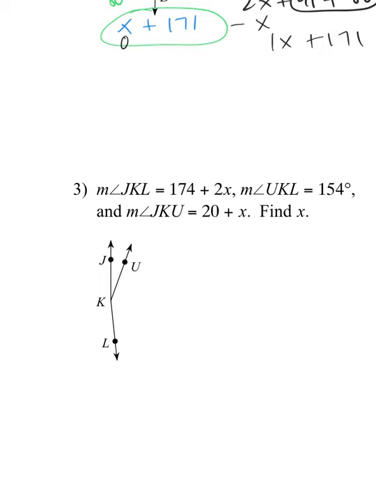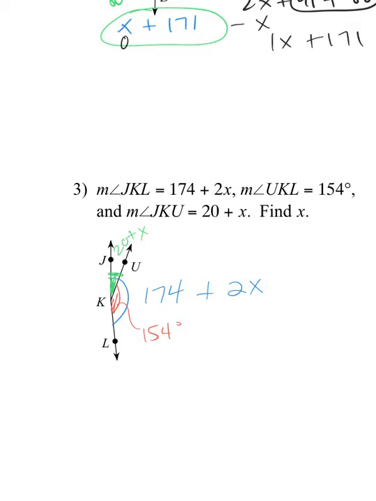So we don't know if it's 180 yet because it's not really a straight line. JKL is not really a straight line. But we do know that this angle right here is 174 plus 2x. Measure of UKL, so I'll put that in red, is 154. And JKU is 20 plus x. So your red and your green one total up to equal the blue one.